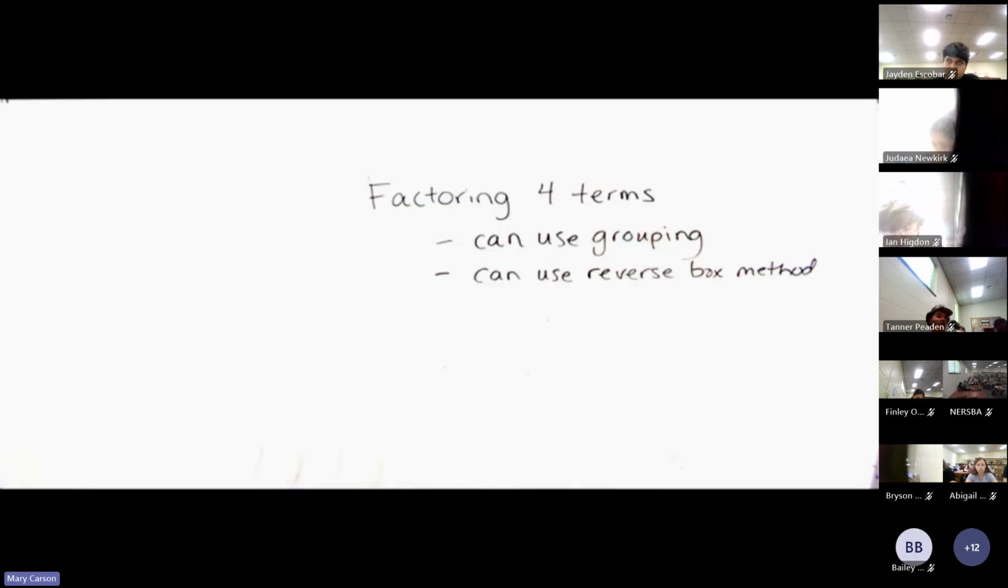Box, okay. So for example, of what I'm talking about here, let's see. Let's do 4 terms. Box, reverse box. Yep, I'm going to show both of them. All right. So here's an example. We have 1, 2, 3, 4.